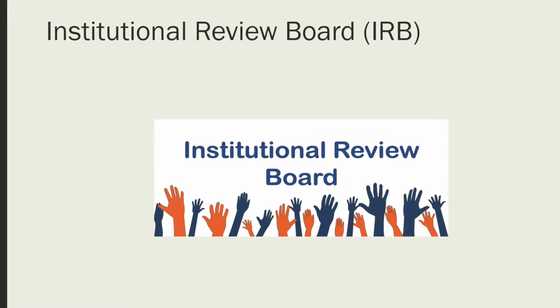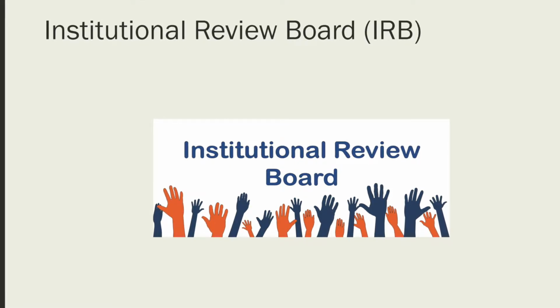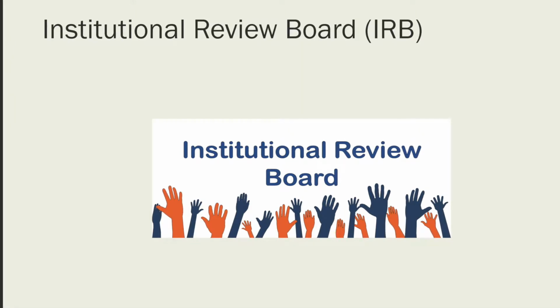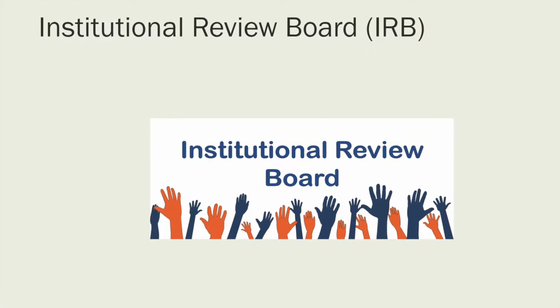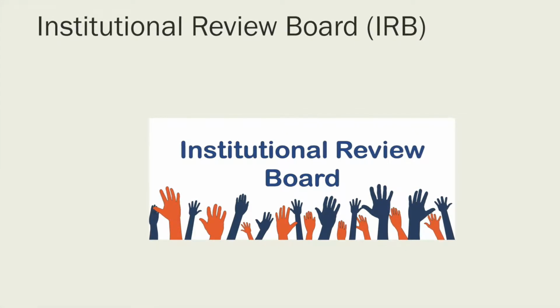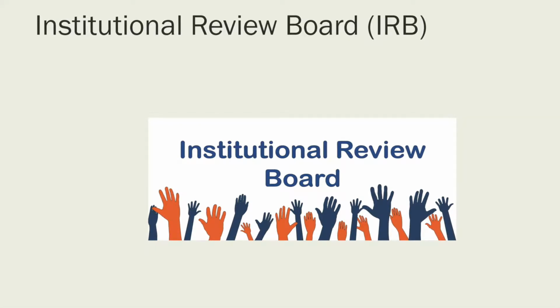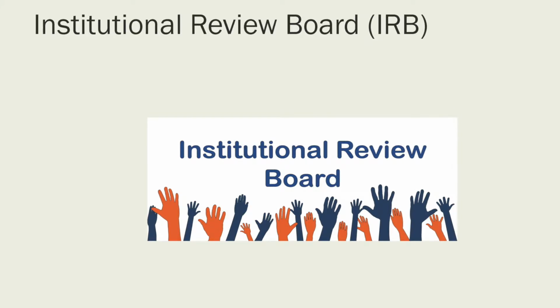The three levels of IRB review. Exempt review. Research can be approved as exempt if it is no more than minimal risk and fits one of the exempt review categories as defined by federal regulations. Expedited review. Research can be approved as expedited if it is no more than minimal risk and fits in one of the federally designated expedited review categories.